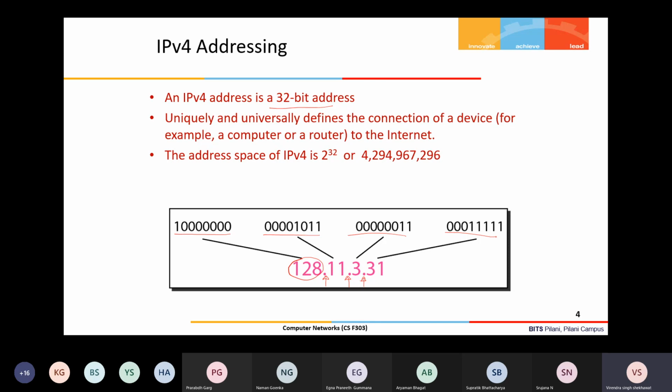This is IPv4. IPv6 is a 128-bit address. There are other differences as well, but as of now, in terms of the size of the two addresses, IPv6 is a larger address as compared to IPv4.